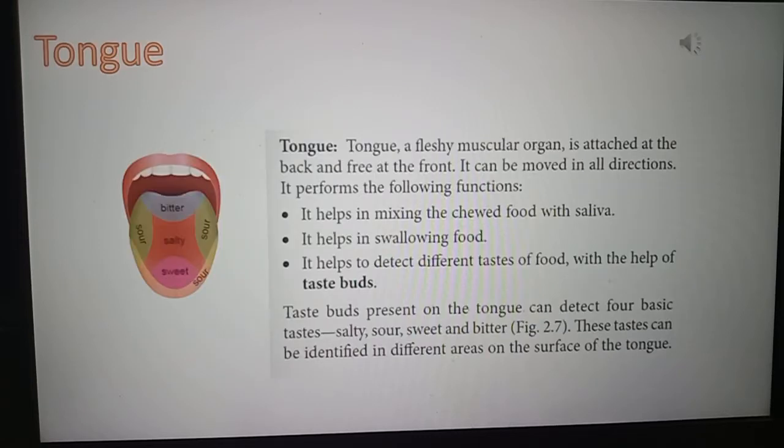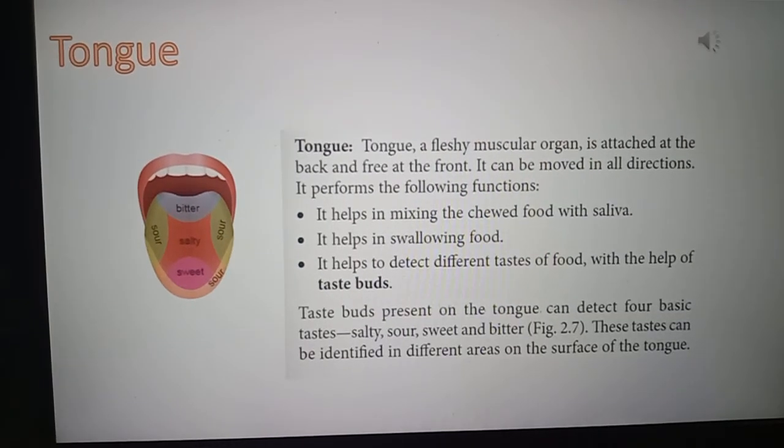All of us are well aware of the tongue. What is the tongue? The tongue is a fleshy muscular organ. Right from class 4th we have been studying the sense organs, and we studied the tongue. The function of the tongue is for tasting, isn't it? This tongue is attached at the back and it is free at the front, and you are able to move your tongue in all directions. Now in 7th class you will be studying its function.